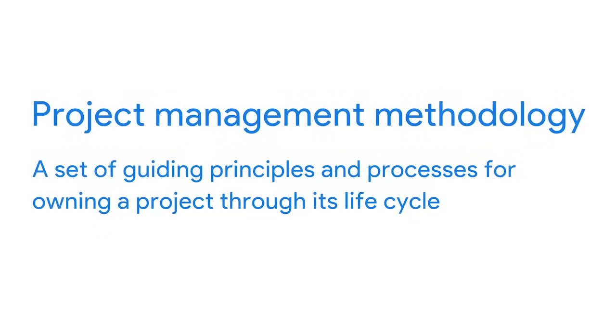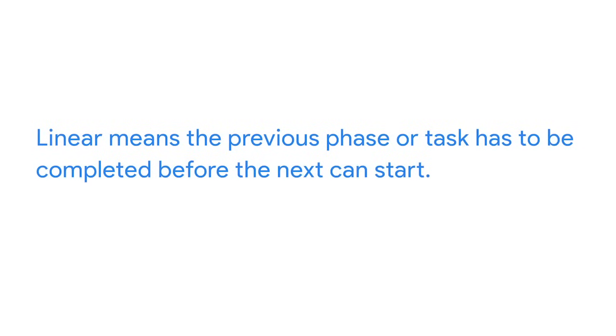Different types of projects will benefit from applying different project management approaches or methodologies. A project management methodology is a set of guiding principles and processes for owning a project through its life cycle. Project management methodologies help guide project managers throughout a project with steps to take, tasks to complete, and principles for managing the project overall. We will talk through two different types, linear and iterative.